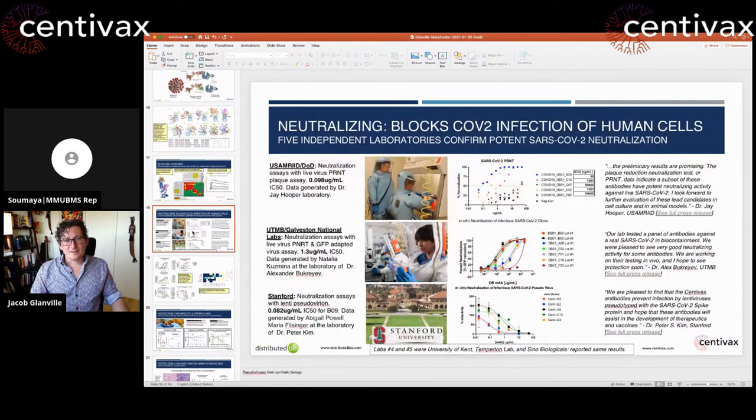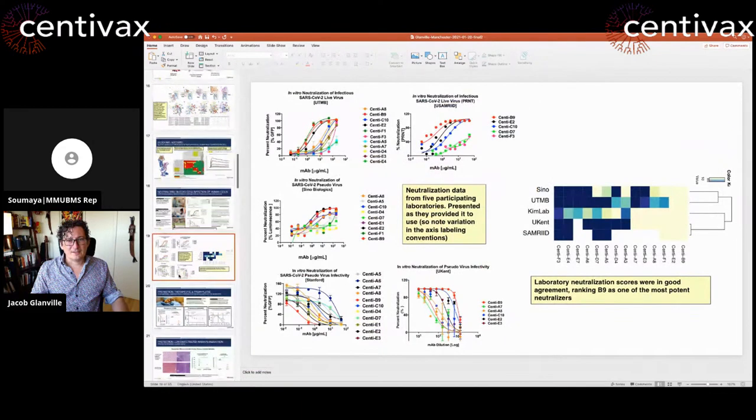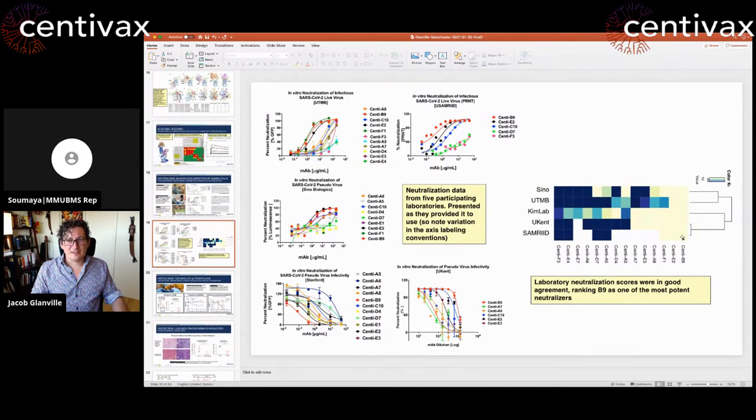Those antibodies were sent out to five partner laboratories that did neutralization studies. We sent out about 50 antibodies, many different versions of those five leads each. And the laboratories all essentially confirmed the same rank order of the antibodies that were the best, the medium, and not very good at neutralizing live virus as well as pseudovirion particles. We partnered with national labs here in the United States, Stanford University, University of Kent, near where you are, and then Sinobiological. This is showing that same data with the relative rank ordering, which basically said that all these methods agreed that CentiB9, E2, and F1 were our favorite leads.